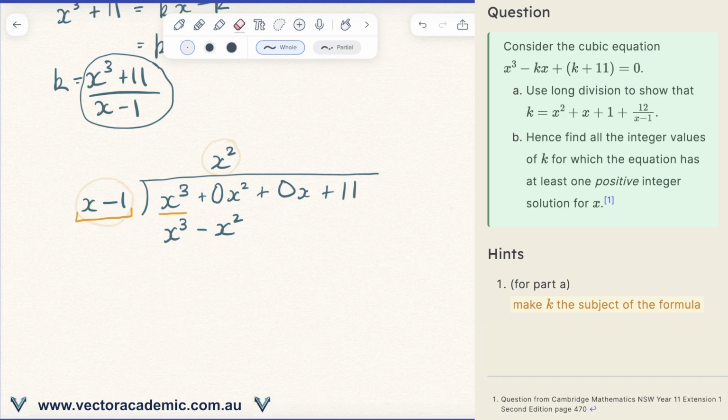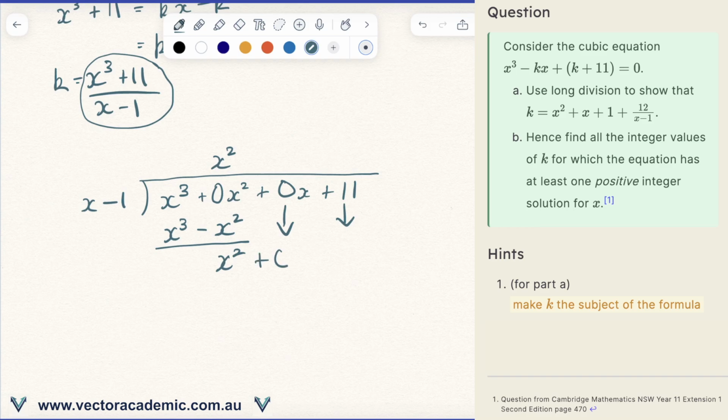Now we do the subtraction. We need to subtract x cubed minus x squared from this. So we have x cubed minus x cubed gives us 0. 0x squared minus x squared gives us minus x squared. And then the rest of this I bring down here. So plus 0x plus 11.